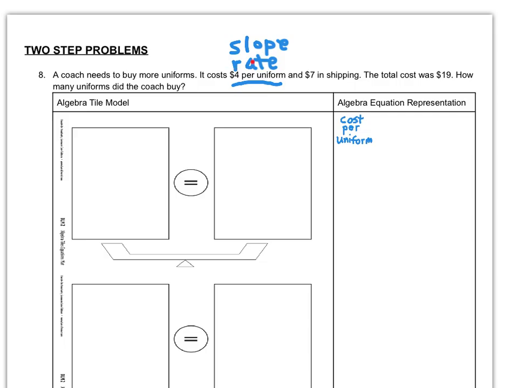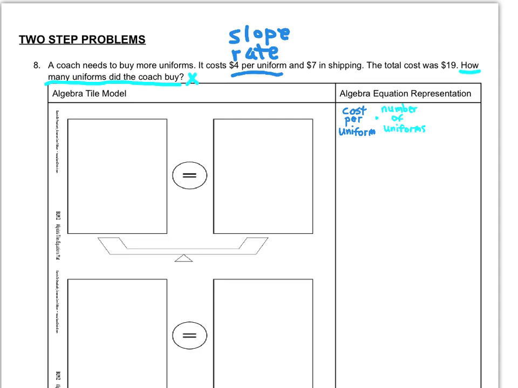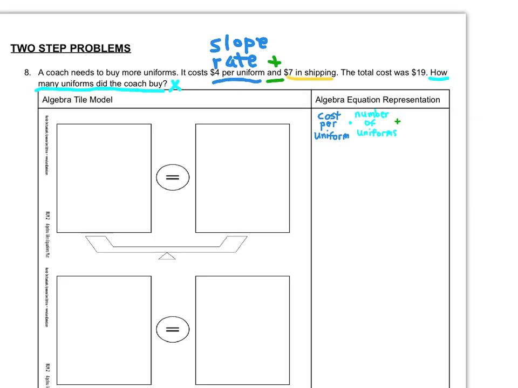We have our $4 per uniform. How many uniforms did we buy? We don't know. That's our x. Again, the question is what we're trying to find. That's the part we don't know. Because we don't know, we're using this placeholder, a variable, as x. That is going to be multiplied by the cost per uniform, right? Cost per uniform times the number of uniforms, and typically means plus, our $7 in shipping.